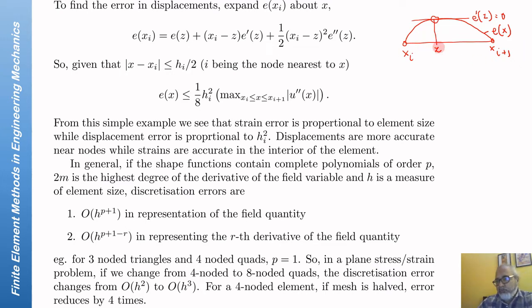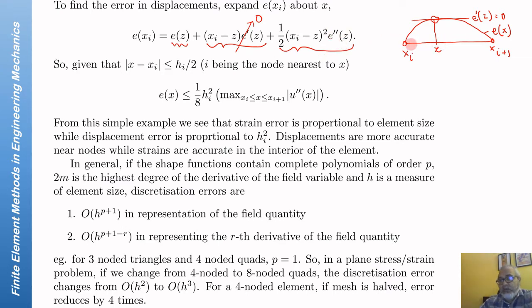Now let us look at the error in displacements. Let us assume that z is closer to xi than to xi plus 1. It can be closer to xi plus 1, and the proof will go ahead as usual. So I'm going to write the error at xi in terms of the error at z. So error at xi is error at z plus this term, which depends on the derivative at z, which is equal to 0, and then this term. This is the second term in the Taylor series.